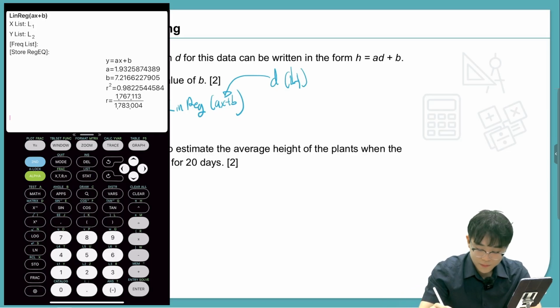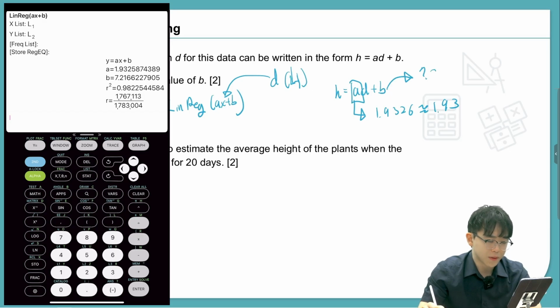So it says if H is AD plus B, then this A value is going to be 1.93258, so 9326, so that's roughly 1.93. And our B value, it's 7.21662 and whatnot, so we can round that to 7.21.